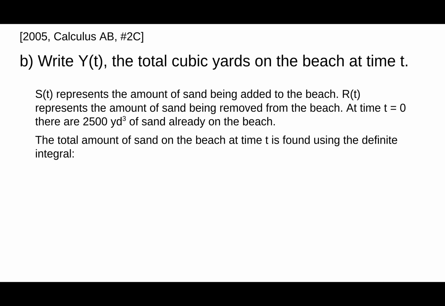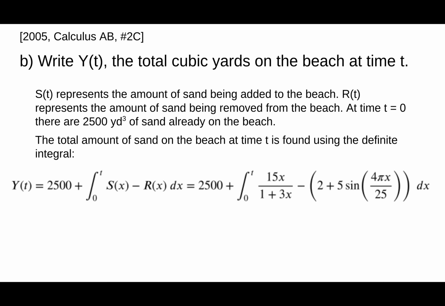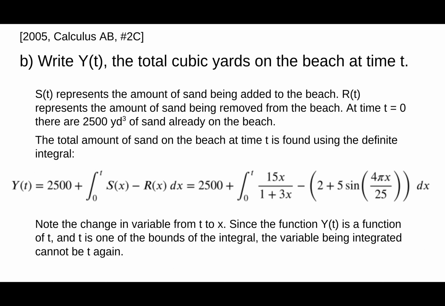So the total amount of sand on the beach at time t is found using the definite integral. So the total amount, y of t, would be our initial amount, 2,500, plus the integral from 0 to t of s of x minus r of x dx, which we also have a function for s of t, which we would substitute in for the x here. So we have 2,500 plus the integral from 0 to t of 15x over 1 plus 3x minus the function 2 plus 5 sine 4 pi x over 25 dx.